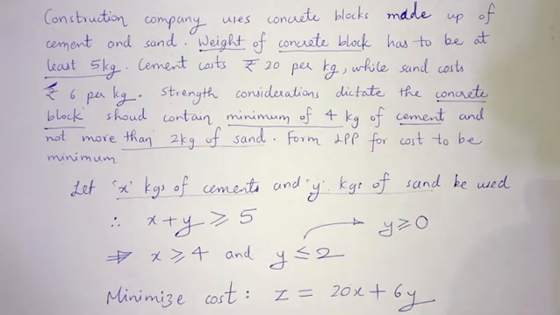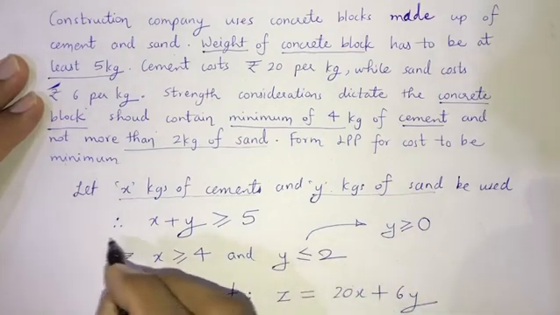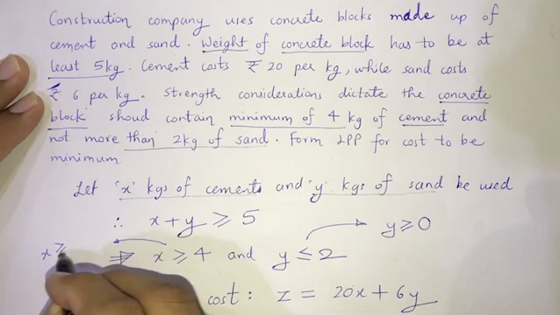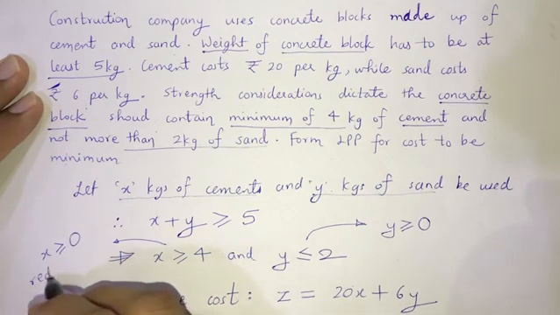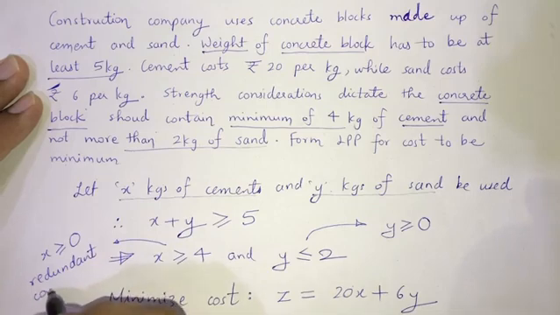X also has to be greater than or equal to 0, but x greater than or equal to 0 is redundant because x is already greater than 4. I repeat, x greater than or equal to 0 is a redundant constraint. It is of no use to us, but it is considered a non-negativity constraint.